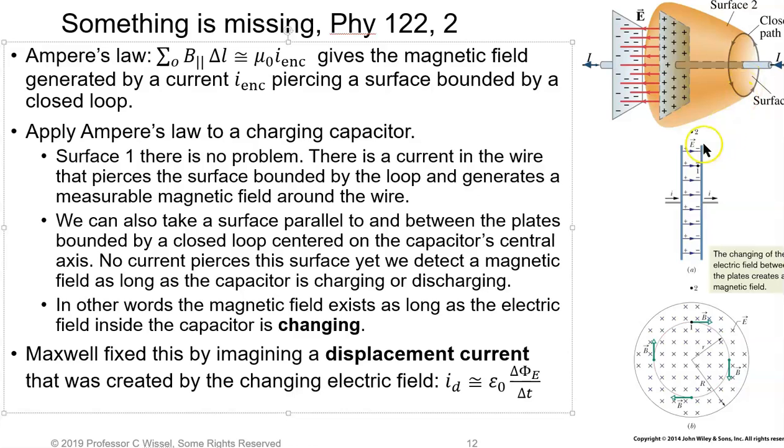around the wire. We can also take a surface that is parallel to and between the plates, bounded by a closed loop that is centered on the capacitor's central axis. No current pierces this surface, and yet we detect a magnetic field as long as the capacitor is either charging or discharging. In other words, the magnetic field exists as long as the electric field inside the capacitor is changing. Maxwell fixed this situation by imagining a displacement current that is created by the changing electric field. And this displacement current is I_D. I_D is approximately equal to epsilon naught delta phi E over delta T.